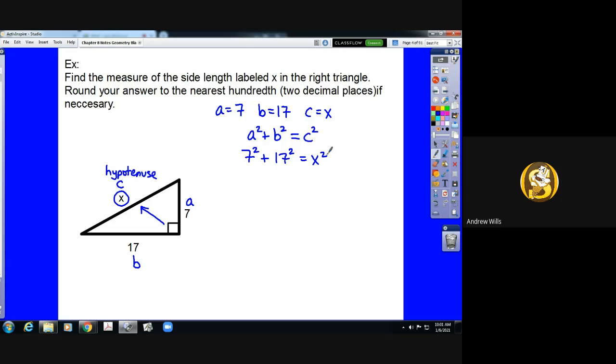So again, I made sure to give you some numbers here that are not real friendly. 7 and 17 are not exactly numbers that kids are great at multiplying. But 7 times 7 should be something we should all know. That is 49. 17 times 17 is 289. So we have 49 plus 289 equals x squared. We add 289 and 49 together to give us 338 equals x squared. So x would be the square root of 338.